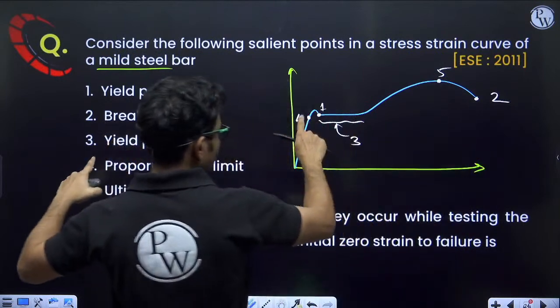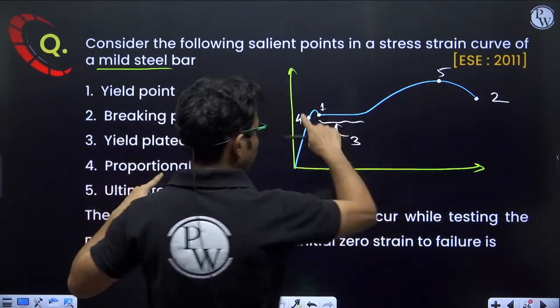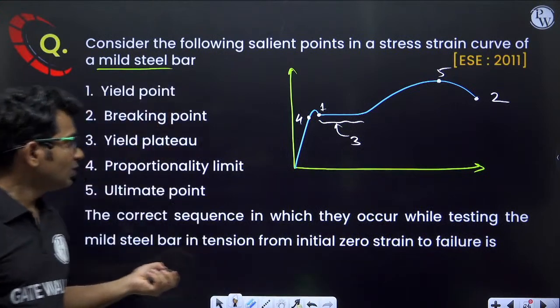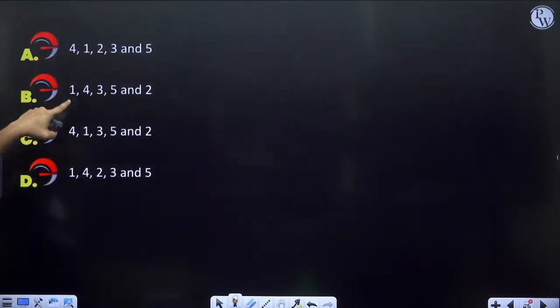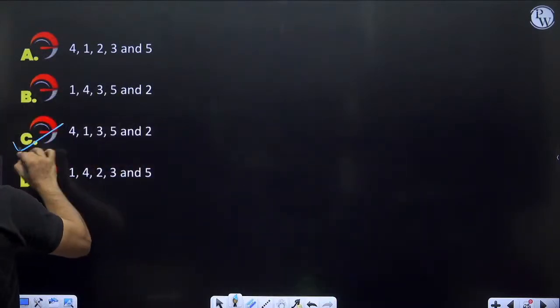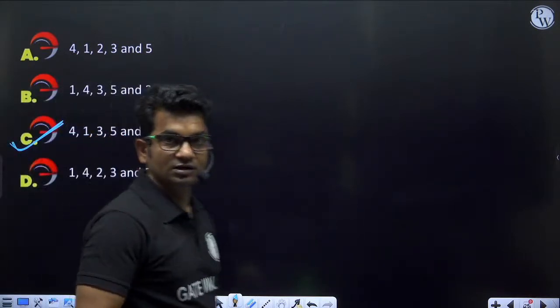So 4 1 3 5 2. This is the correct sequence. Clear? So 4 1 3 5 and 2. So option C is the correct answer. Clear?